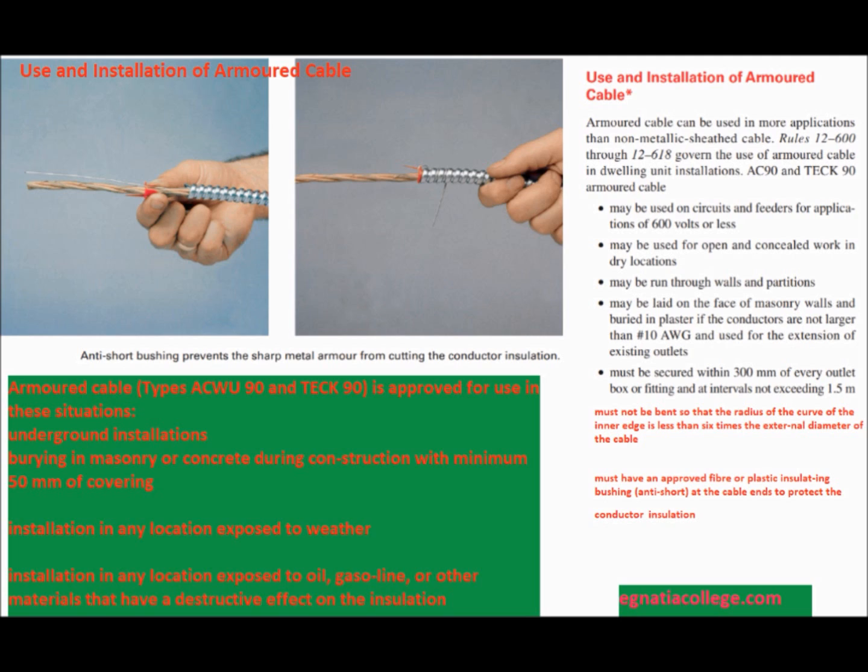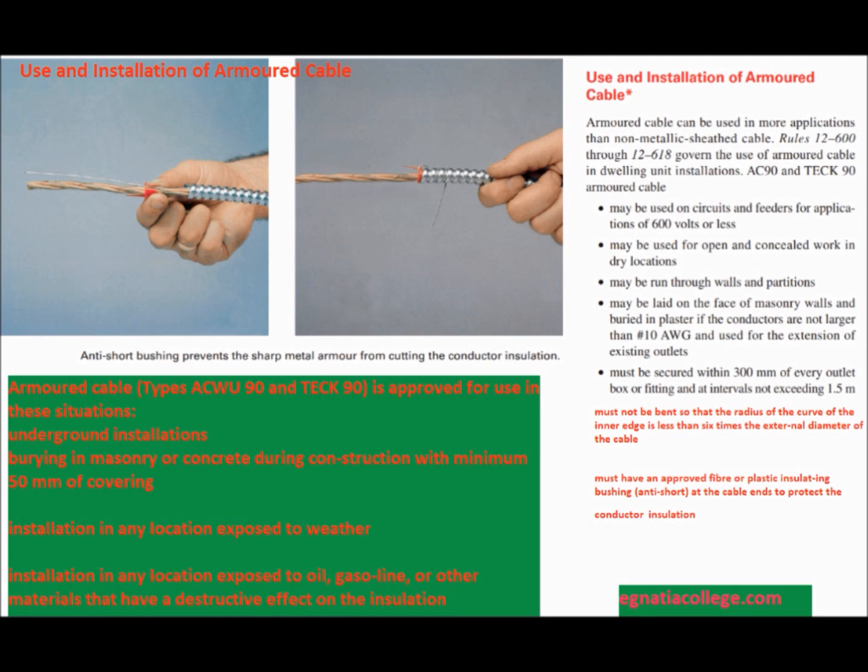May be run through walls and partitions. May be laid on the face of masonry walls and buried in plaster if the conductors are not larger than number 10 AWG and used for the extension of existing outlets. Must be secured within 300 mm of every outlet box or fitting and at intervals not exceeding 1.5 meters. Must not be bent so that the radius of the curve of the inner edge is less than 6 times the external diameter of the cable. Must have an approved fiber or plastic insulating bushing and tie short at the cable ends to protect the conductor insulation.